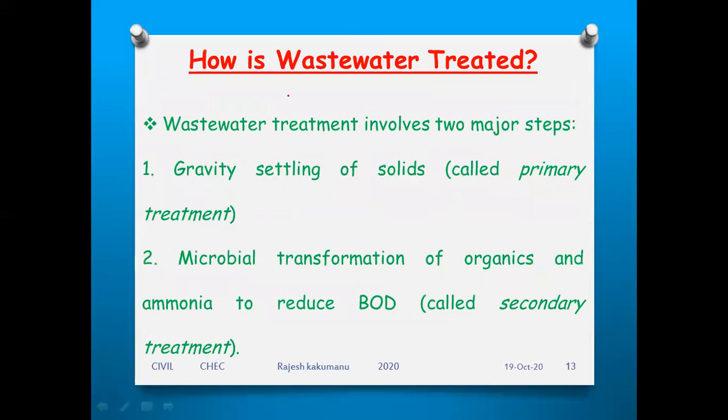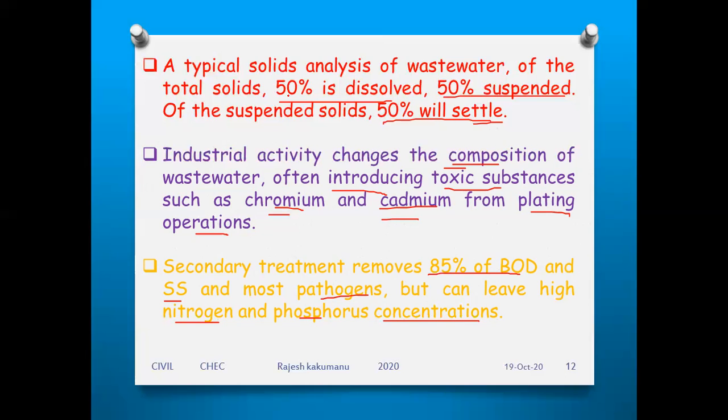Next, how the wastewater is treated. So the composition of wastewater, you have got the information, right? How much amount of water will be suspended, you have seen. Why has the composition of industrial wastewaters been changing? Because of these toxic substances. So keep this topic in mind.